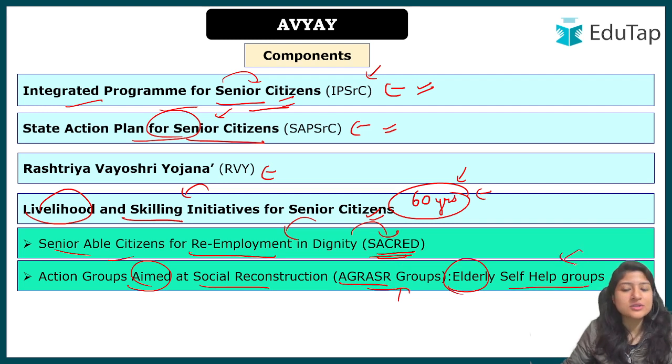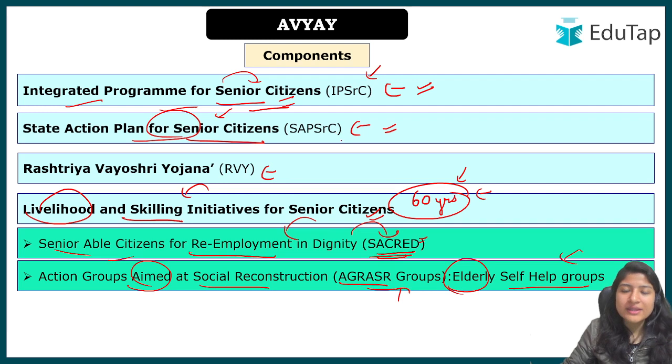We have already understood self-help groups, what are these? Individual persons come together, and especially we have seen this in rural areas for the women category. Women come together, club their money, and start a new business, and the government backs the loaning for SHGs and provides various financial assistance so that they can start some enterprise or business of their own. Okay, so these two are provided under the category of livelihood and skill initiative for senior citizens.